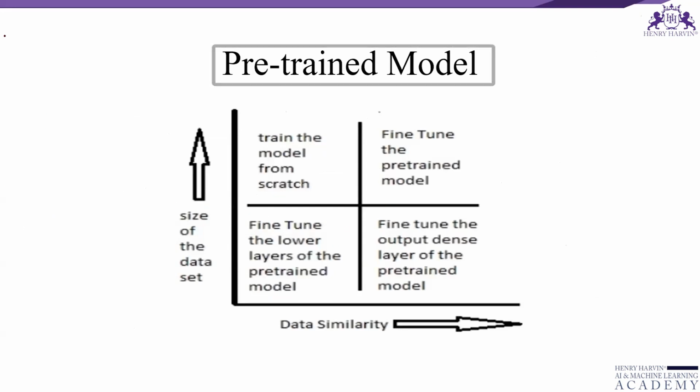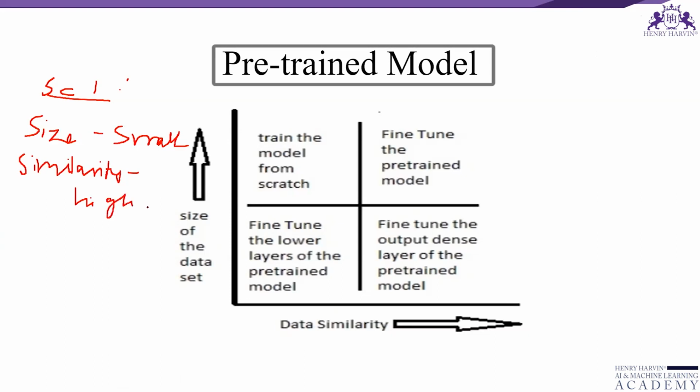So let me write these scenarios over here. Let me write scenario 1. What I'm trying to say over here is that the size of the data set is small, but the data similarity is very high, right? The data similarity is very high, but the size of the data set is small. So what will happen here? The data similarity is high over here, so we do not need to retrain the model.